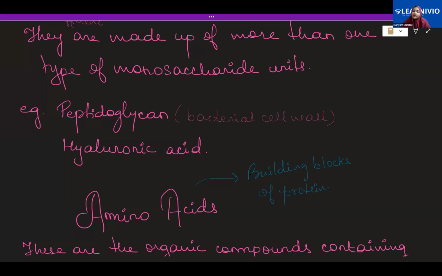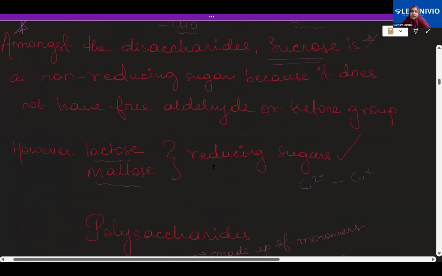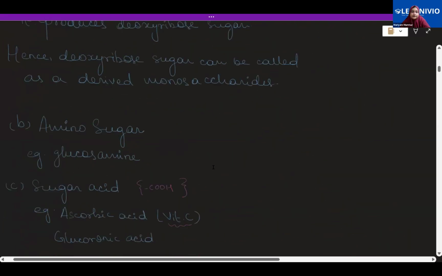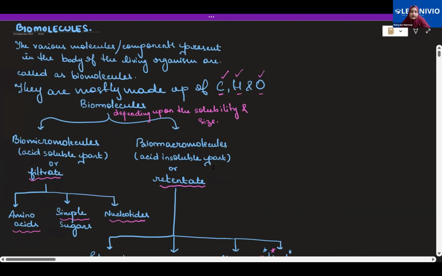Any doubts up until now, students? So we have completed the carbohydrate part. Any doubts in that? All right, now you people note it down, then we'll move on to amino acids. And try to write a little fast.